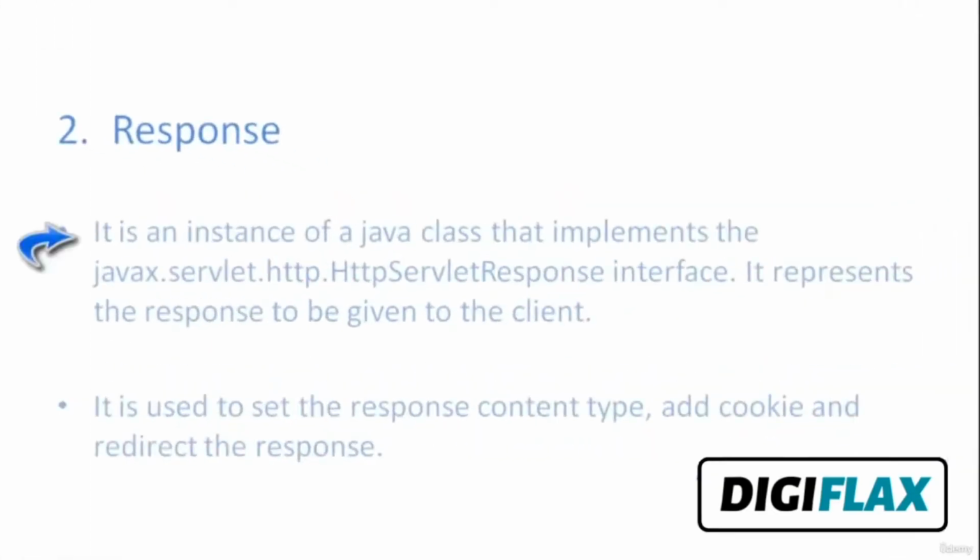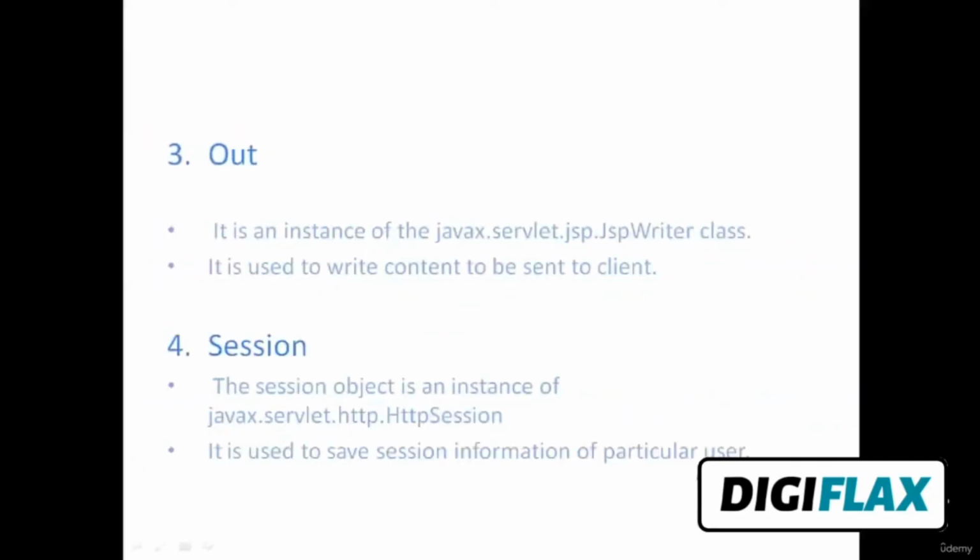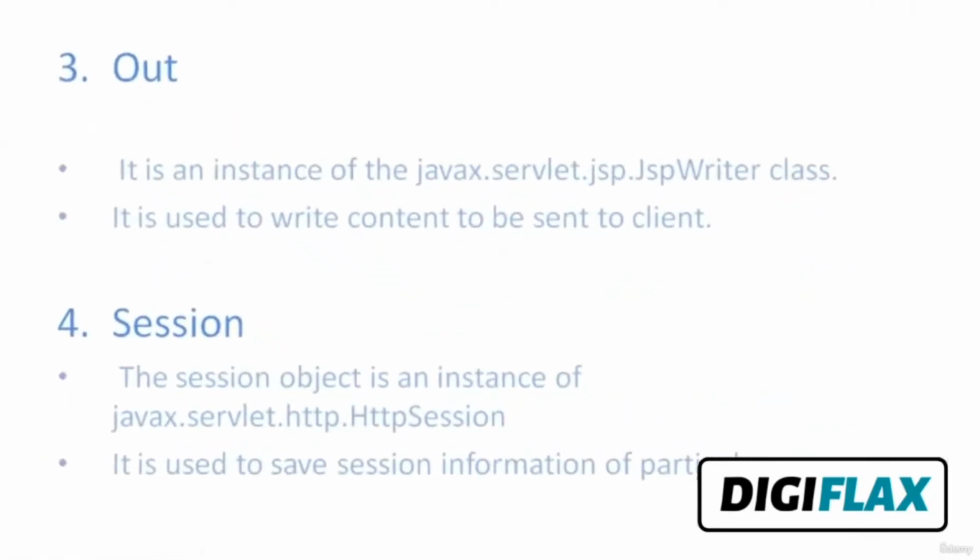Response implicit object. It is an instance of a Java class that implements the javax.servlet.http.HttpServletResponse interface. It represents the response to be given to the client. It is used to set the response content type, to add the cookie, and redirect the response. Out implicit object. It is an instance of the javax.servlet.jsp.JspWriter class. It is used to write content to be sent to the client.